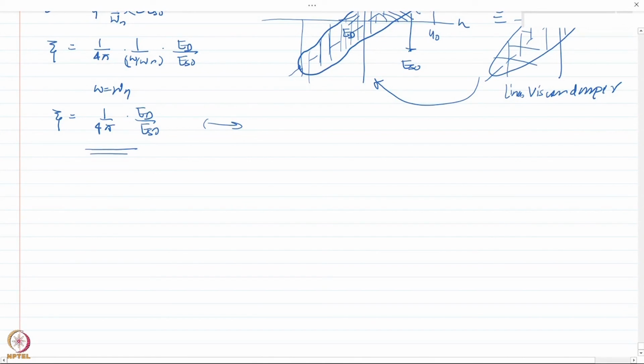All right, so this finishes up the last topic of this chapter, which is forced harmonic motion. Next class we are going to start a new chapter. All right, thank you.